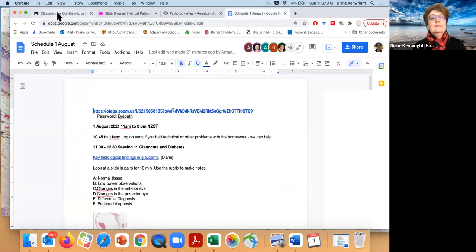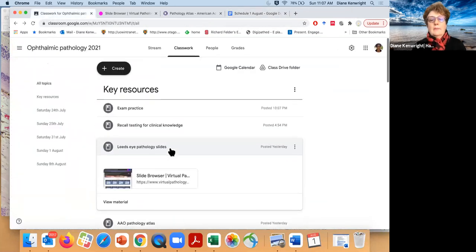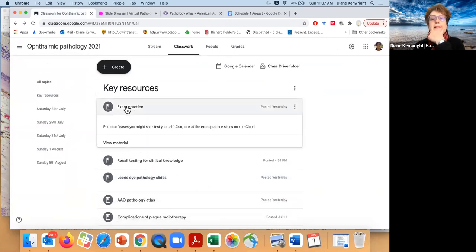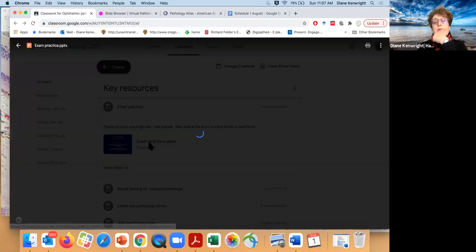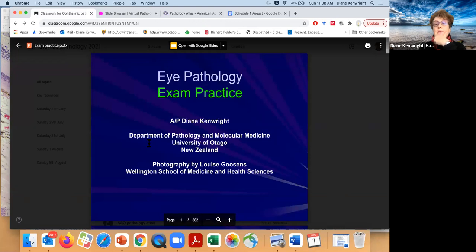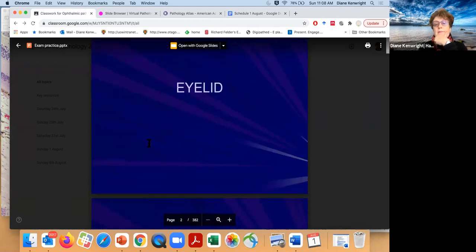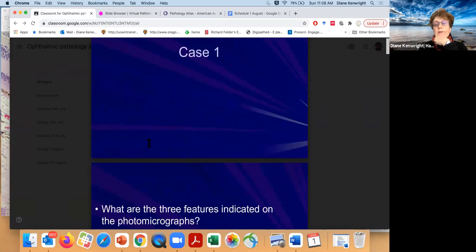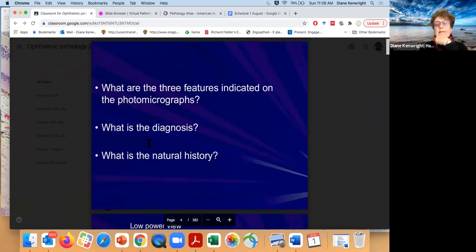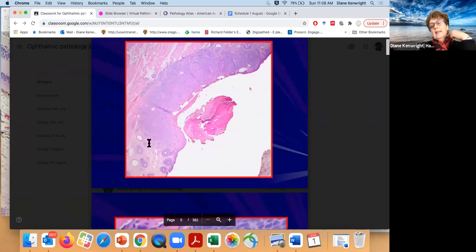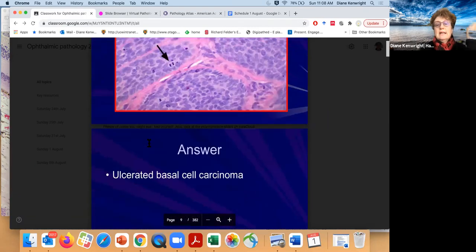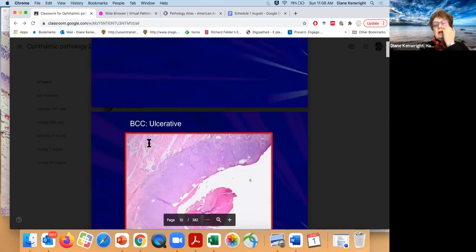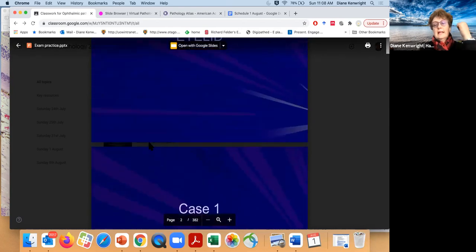And in addition, here, there is an exam practice PowerPoint. You go through the exam practice PowerPoint, which is key slides that you need to be able to recognize. You can download it as a PowerPoint. You look at the slides and make a diagnosis. And then after that, I'm very kind, I'm pointing to some key features here. You get the answer, and then you get the slides labeled.